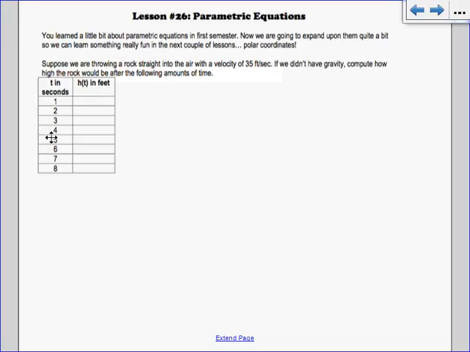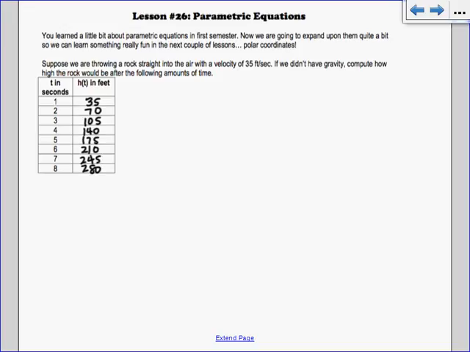So it says, suppose we're going to throw a rock straight in the air with a velocity of 35 feet per second. So if we didn't have gravity, when you throw the rock straight up, it's never going to fall down, and it's just going to continue going up and up and up. So after 1 second, it would be at 35 feet. After 2 seconds, it'd be at 70 feet. After 3, it'd be at 105, 140, 175, and it would just go off forever and ever, getting bigger and bigger.